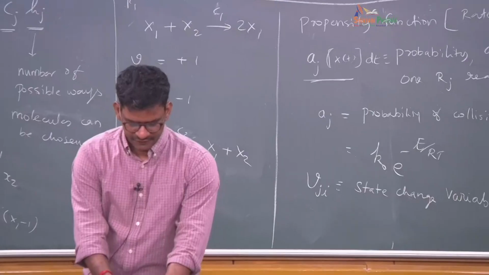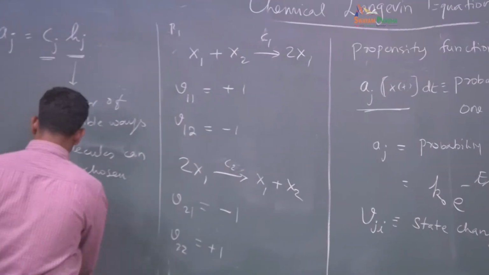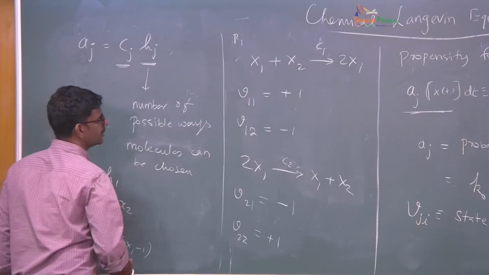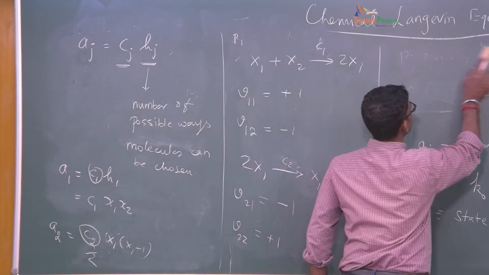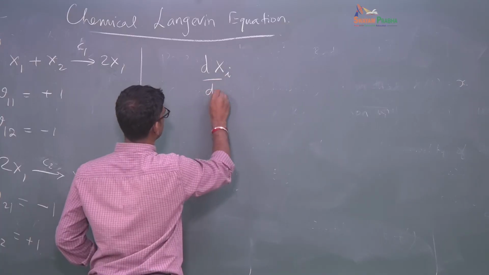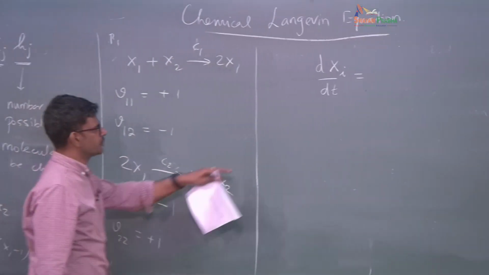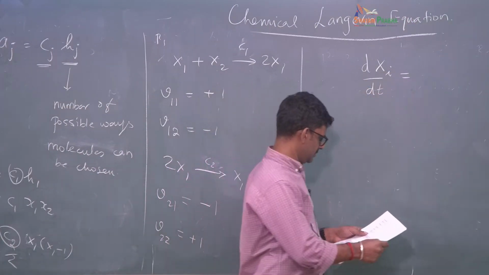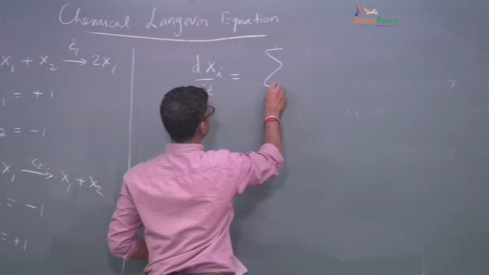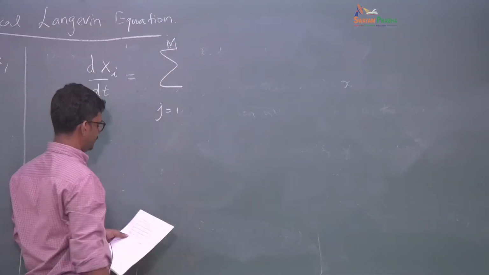Having defined all this, what we want to do right now is write the chemical Langevin equation for this set of reactions. So we write the rate of change of the number of molecules of each species i. This j is a sum over the number of reactions.